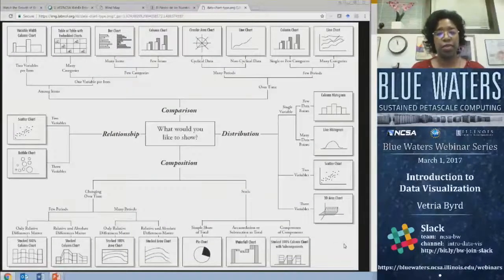This is an example of what you would like to show. If you know what your data look like, and you know that you want to show some relationships that exist within the data, or some distribution, maybe some comparison or composition, I think this is a very good starting point to give you some ideas as to the different ways that you can represent your data.